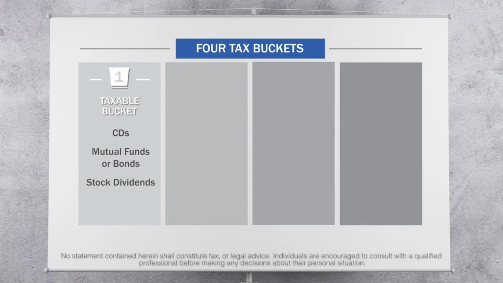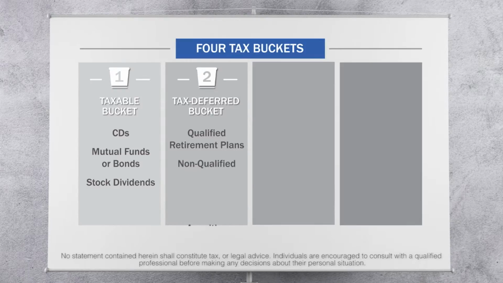The second bucket is your tax-deferred bucket. Generally speaking, there are 3 primary vehicles that fall in the tax-deferred bucket. Qualified retirement plans, that's your 401ks, 403bs, 457s, and IRAs. Non-qualified annuities also fall in this bucket, as well as savings bonds. Those are all tax-deferred, so those are in bucket number 2.